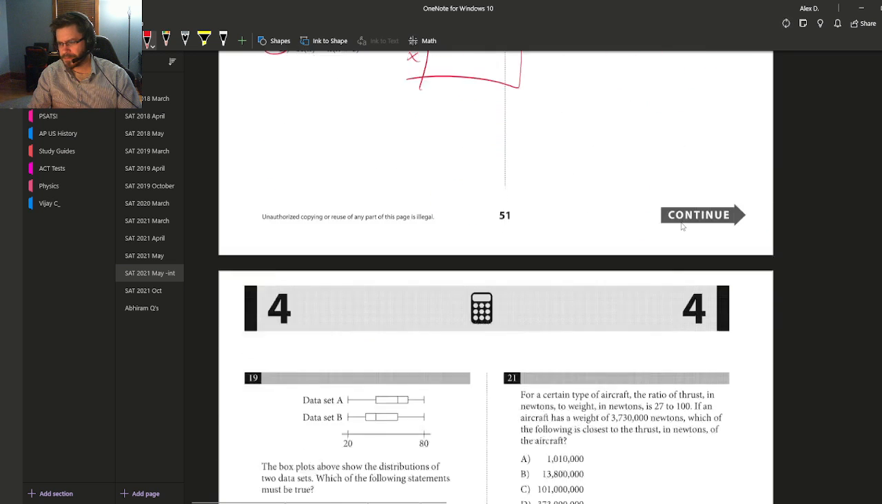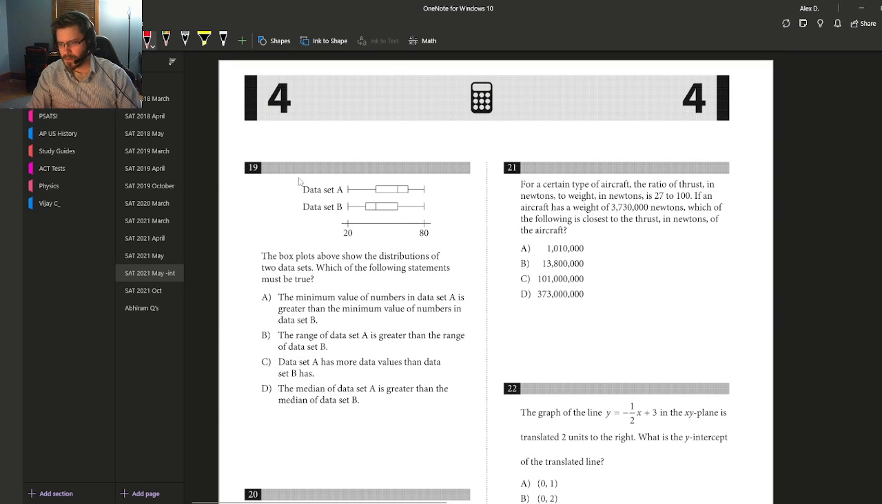Standard deviation question? They haven't asked this for a while. Nope, no standard deviation. Okay, it seems like they've done away with standard deviation. Go figure.